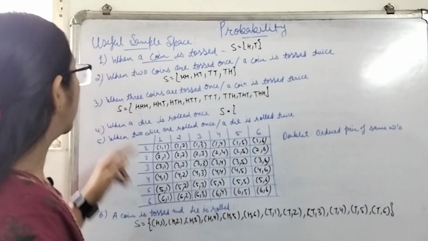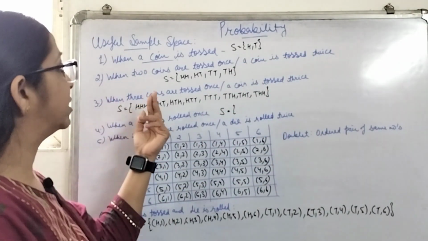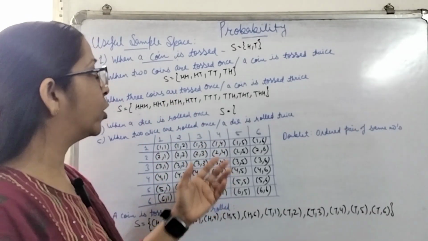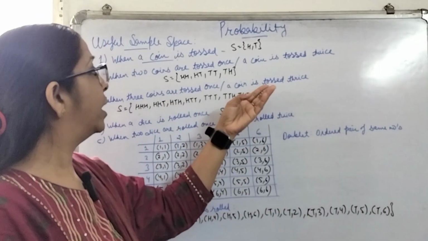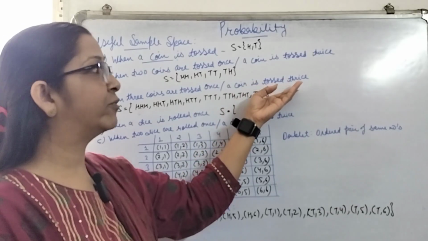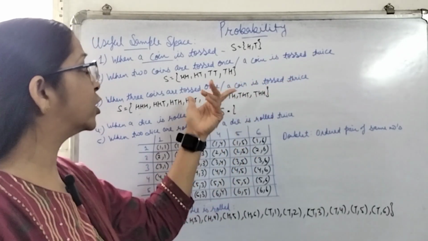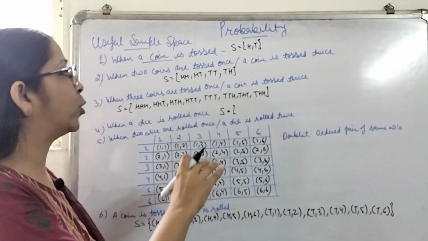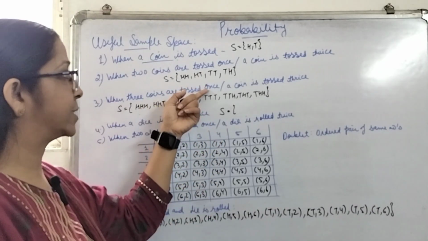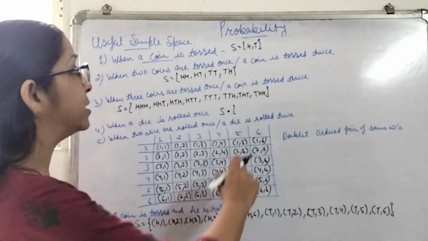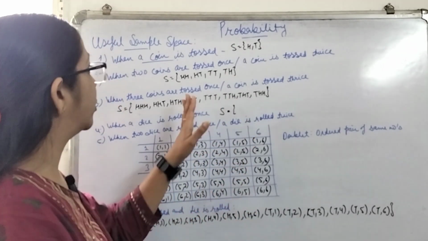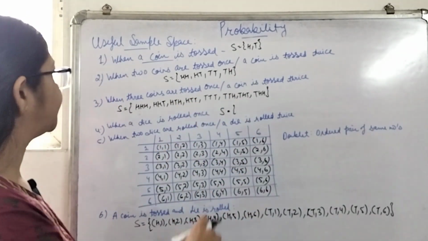Now instead of 2 coins, we have taken 3 coins, and we are either tossing these 3 coins once, or we have taken 1 coin and we are tossing it thrice. Either of the 2 cases we can take, meaning we have taken 3 coins and we are tossing all of them once. Otherwise, we have taken a coin and we are tossing it thrice. So what will be the sample space for that?